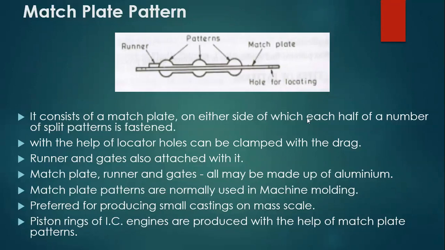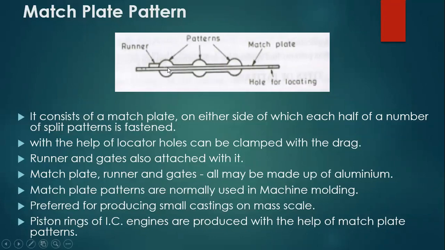Next is match plate pattern. This pattern is made up of metal. Mostly we are using aluminium as a metal to make this match plate pattern. Now you can see this horizontal line is a match plate which has a hole at the right side for locating on the drag surface. That match plate has half parts of the pattern on either side.